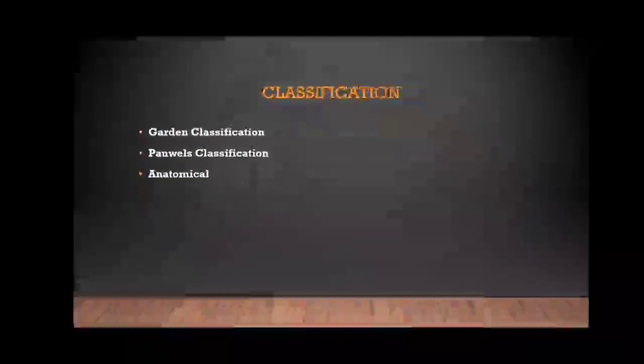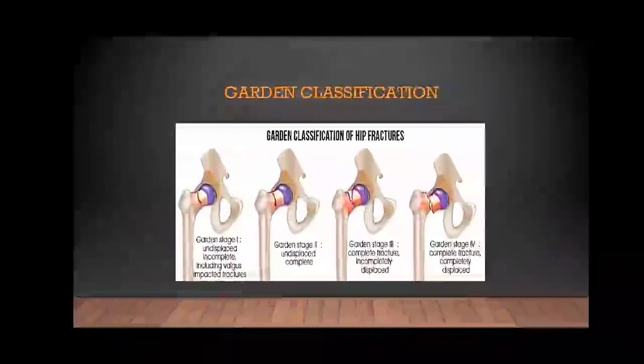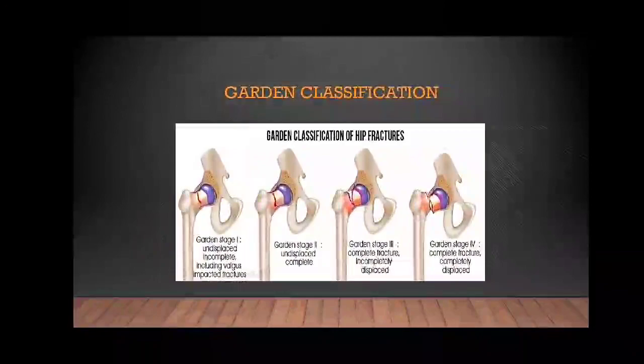So these fractures usually are classified anatomically as we have discussed before. It may be classified according to the Garden classification and according to the Pauwels classification. We will discuss this in detail. So Garden classification we divide into stage 1, stage 2, stage 3 and stage 4. Stage 1 is undisplaced incomplete fracture including valgus impacted fracture. In stage 2, this is complete fracture but undisplaced. Stage 3, there is a partial displacement, but the fracture is complete. Stage 4, it is completely displaced fracture.